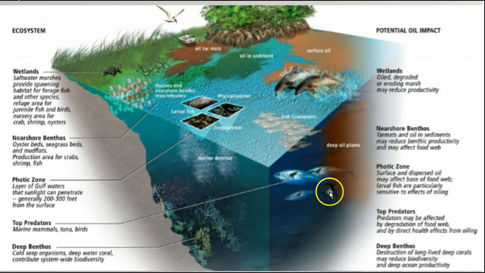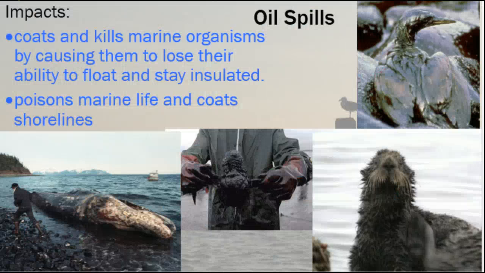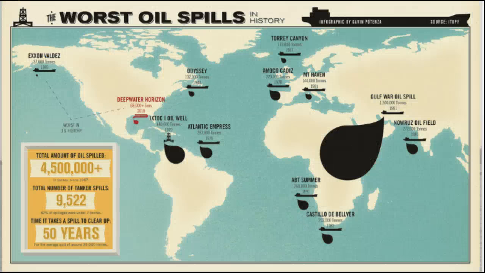A lot of the top predators are going to be affected by either their food sources being affected or themselves being physically covered in oil. So that's one of the biggest problems, is that it actually coats the organisms and then they can't float, they can't stay insulated, and of course it can poison them as well.